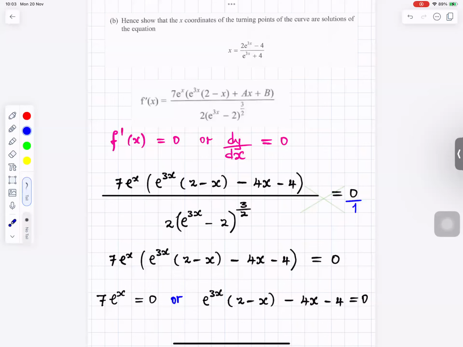Part B, hence show that the x-coordinate of turning points. So when you see turning point, you want to find dy over dx. So you want to differentiate that expression there. So dy over dx equals to 0 at the turning point. But since this is already the dy over dx, we put it equals to 0 to solve it. So you cross multiply, and you end up with this expression equals to 0. So either 7e to the x equals to 0, or this expression equals to 0.